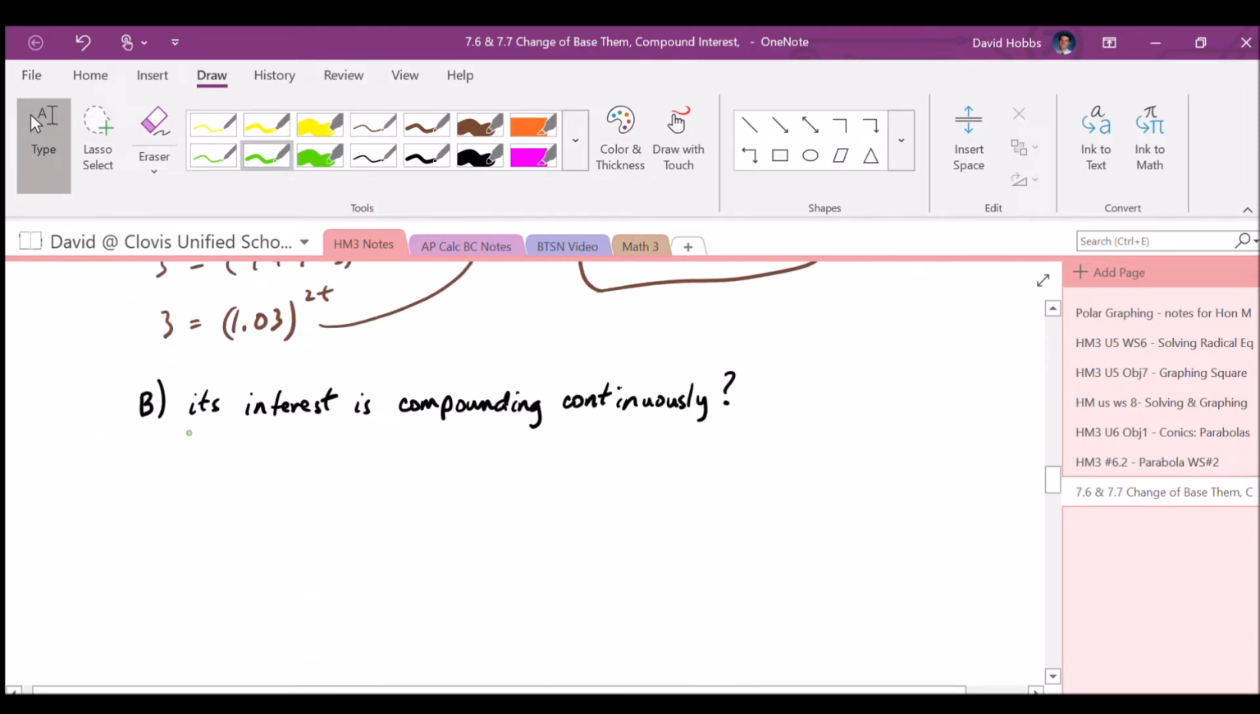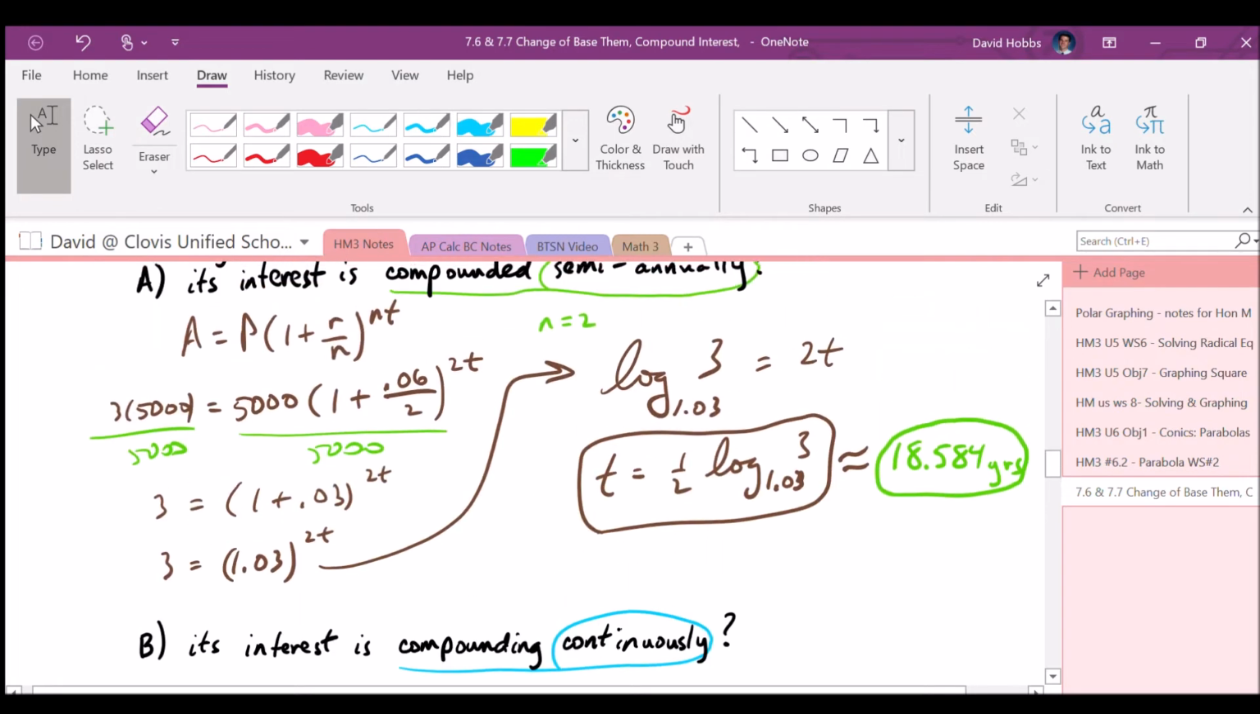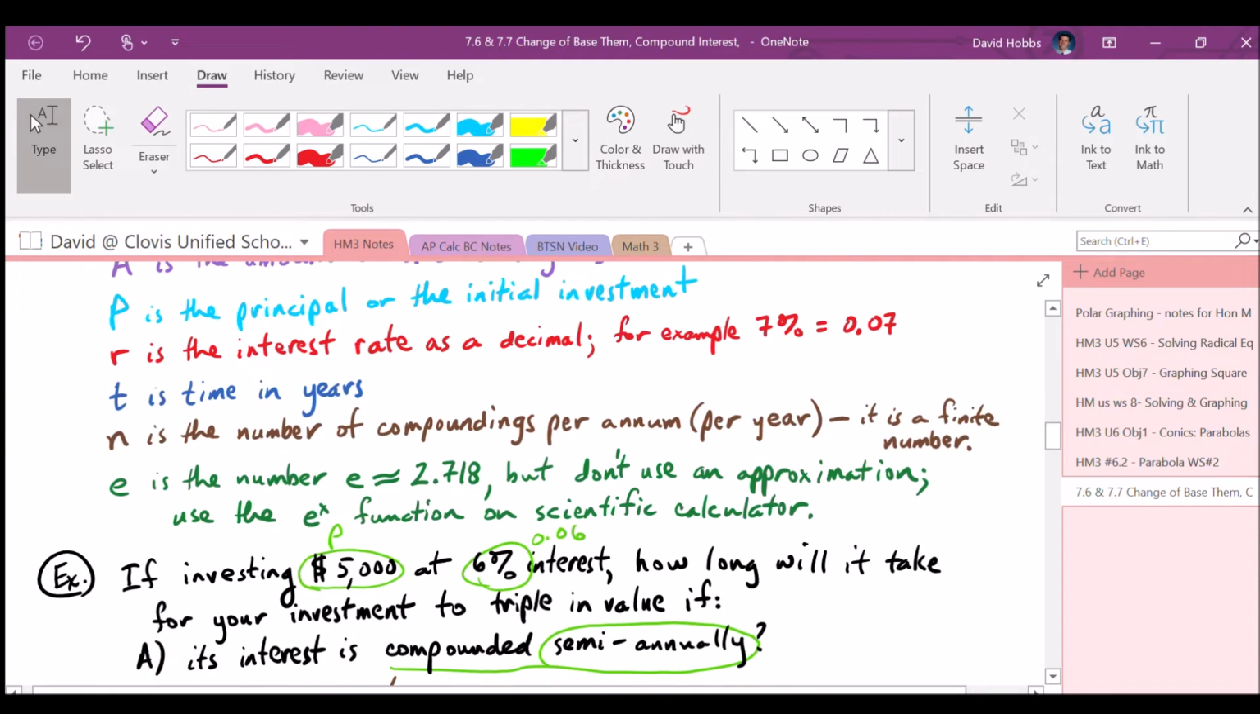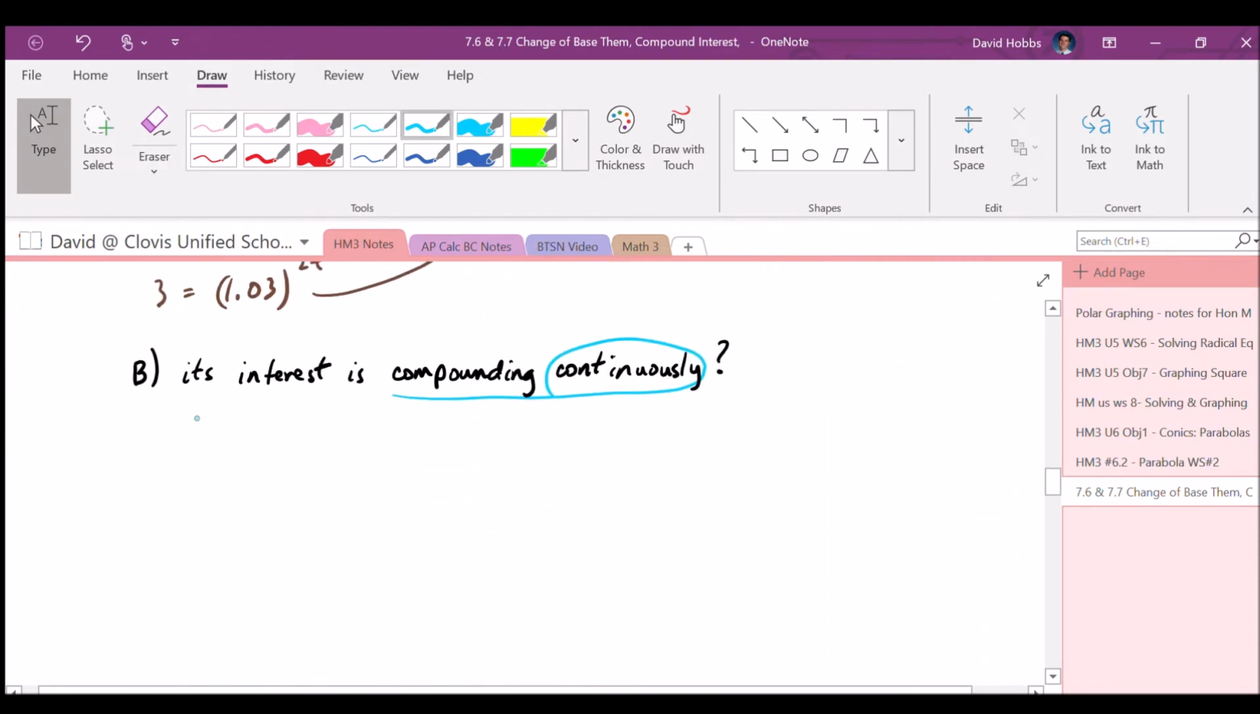Okay, same problem, but instead of the interest compounding semi-annually, this one, the interest is compounding continuously. So which formula are we using? By the way, the two formulas are going to be on the test. You don't have to have them memorized, but you have to know what all the letters mean, and you have to know which formula is which. So compounding continuously, is that the formula on the left? No, it's the formula on the right. So we are going to be doing the formula A equals P e to the RT.